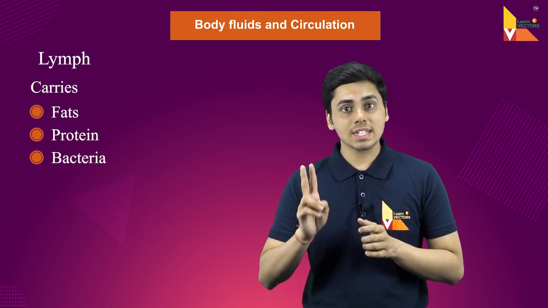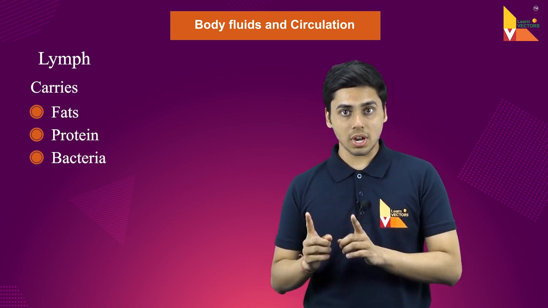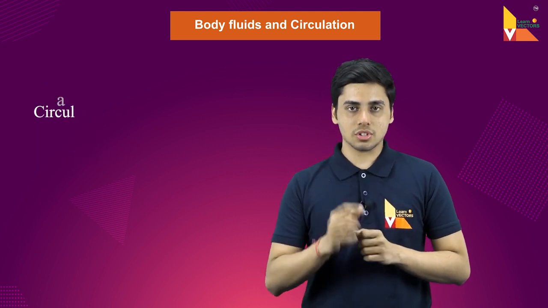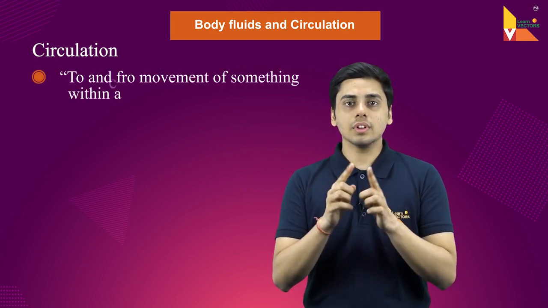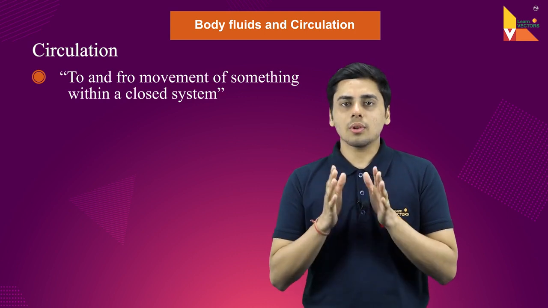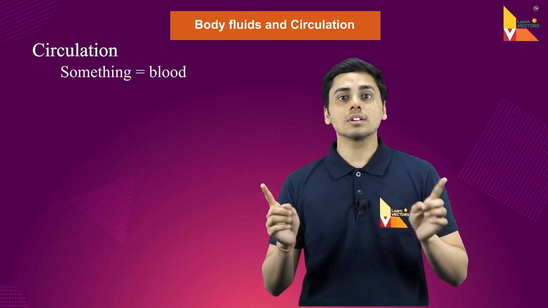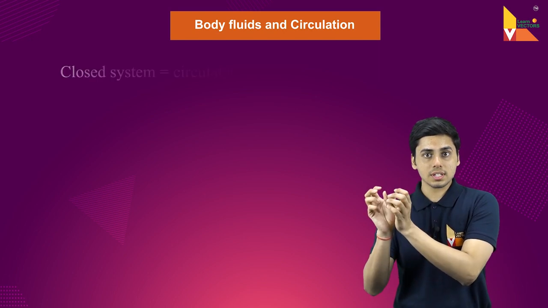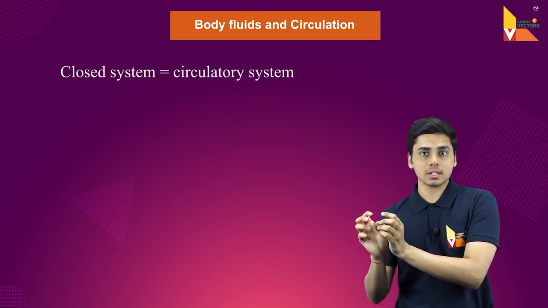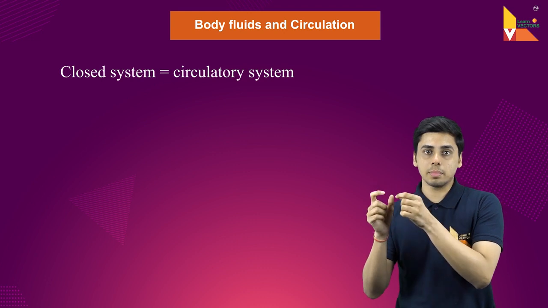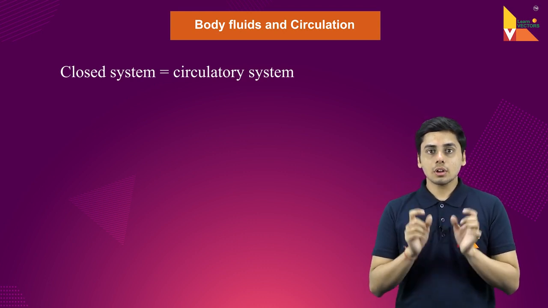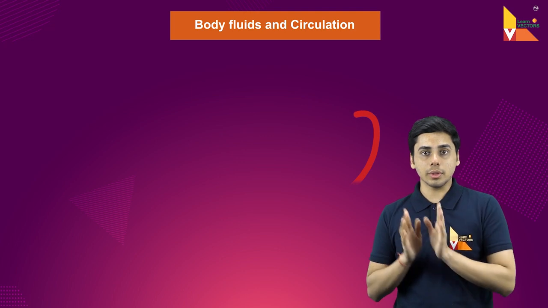Now let us come to the second part or the second term of this chapter, that is circulation. Now circulation basically means to and fro movement of something within a closed system. Now let us consider this something as the blood. Now blood passes through the circulatory system. Now the closed system is the circulatory system, and that something is blood. So blood passes to each and every cell of the body.